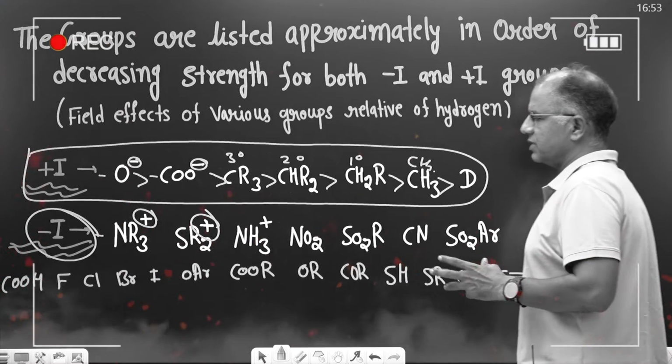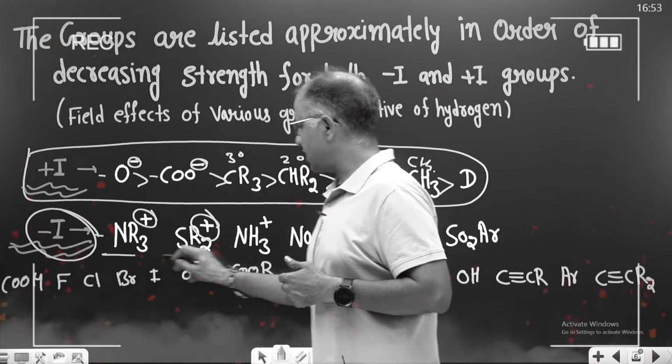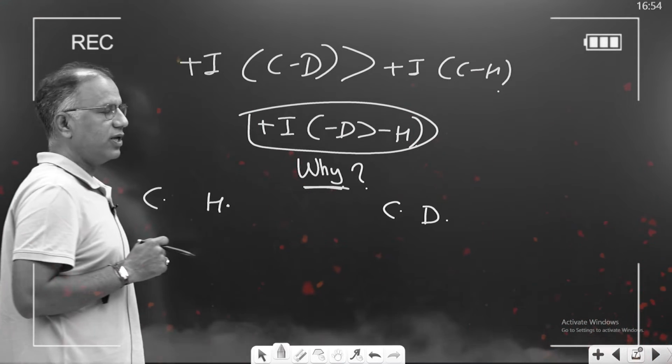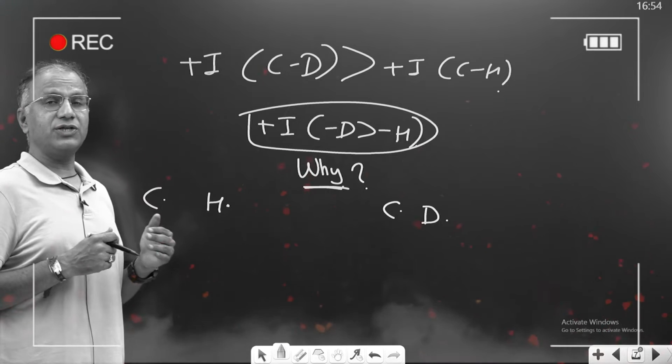Similarly, you have to write minus I effect, and remember that positive charge shows strong minus I. Why plus I of D is greater than plus I of H? So what is the difference between H and D? H and D are isotopes of hydrogen.